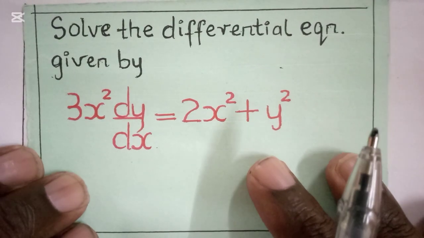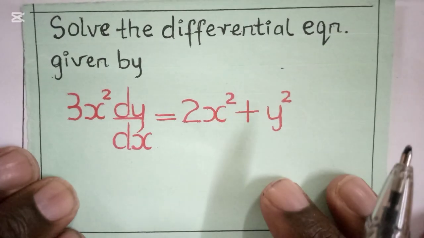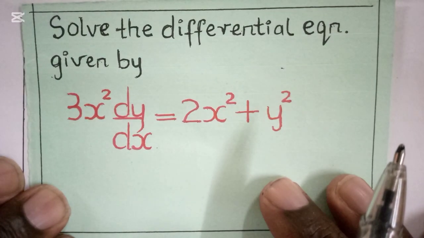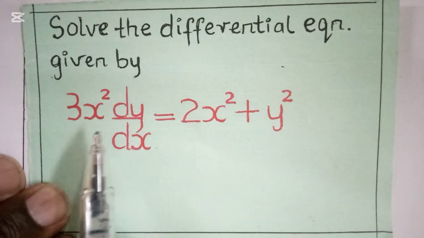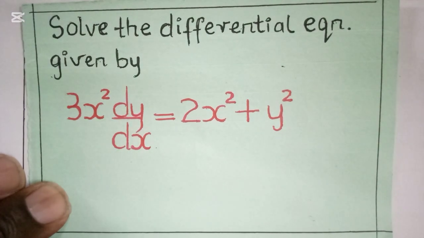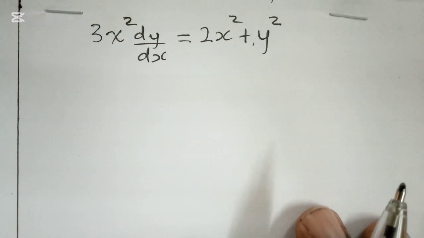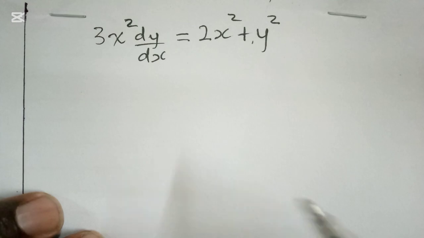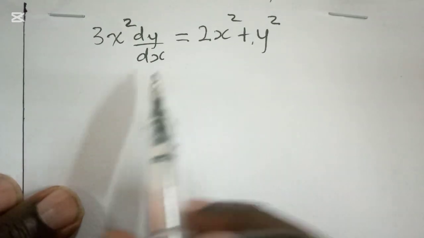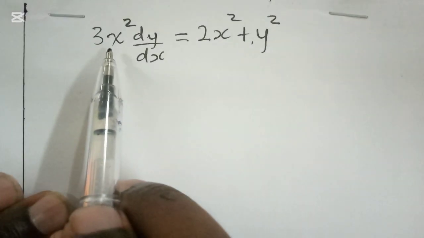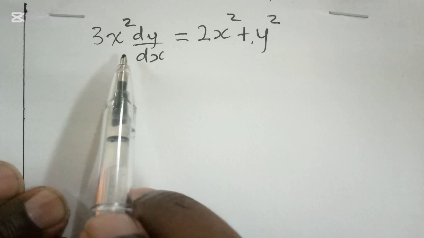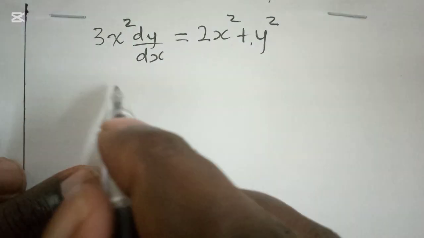I read the question first and then we continue. Solve the differential equation given by 3x squared dy over dx equals 2x squared plus y squared. So guys, we can start off the equation. The first thing we are going to do is divide by x squared.